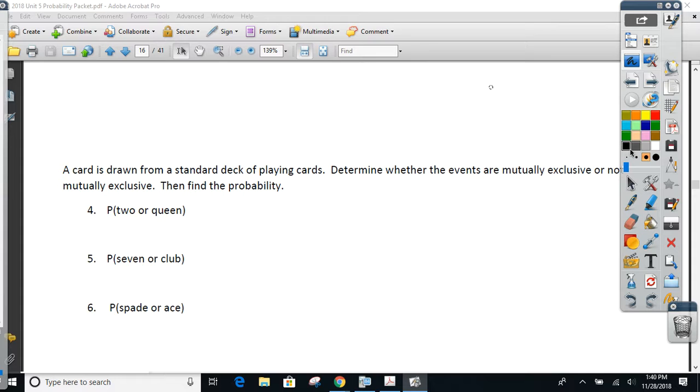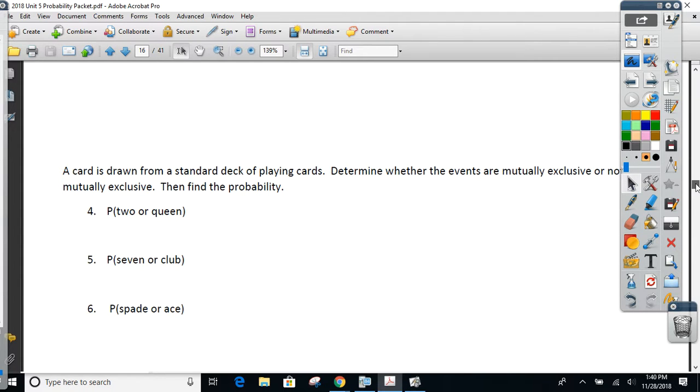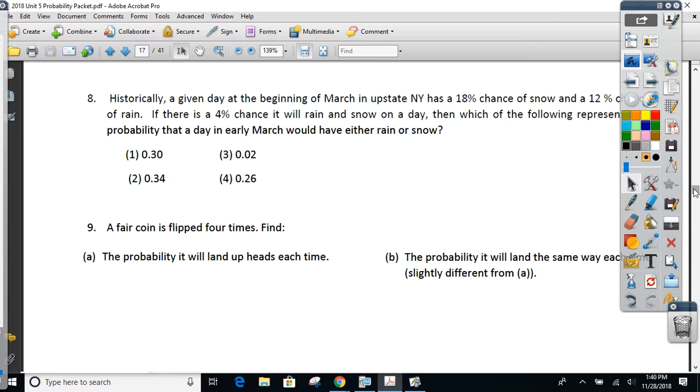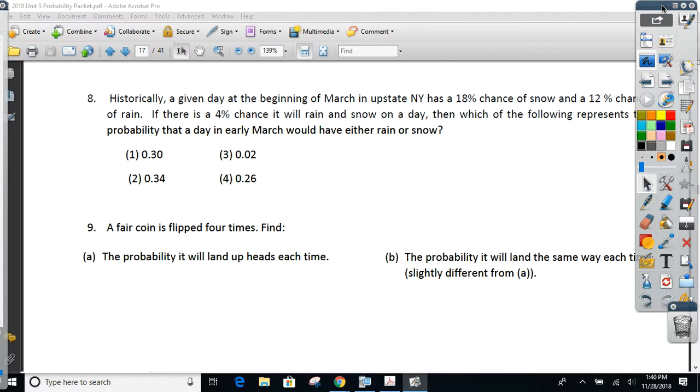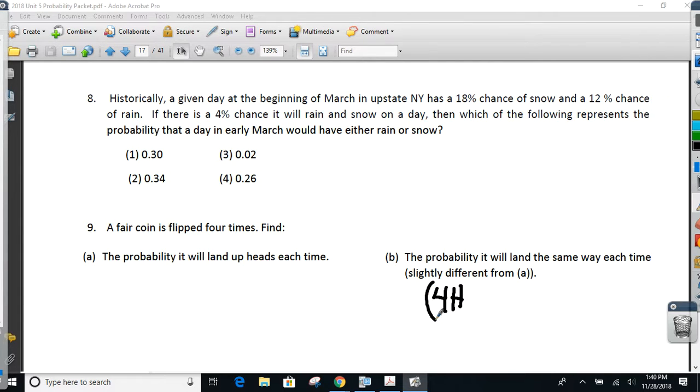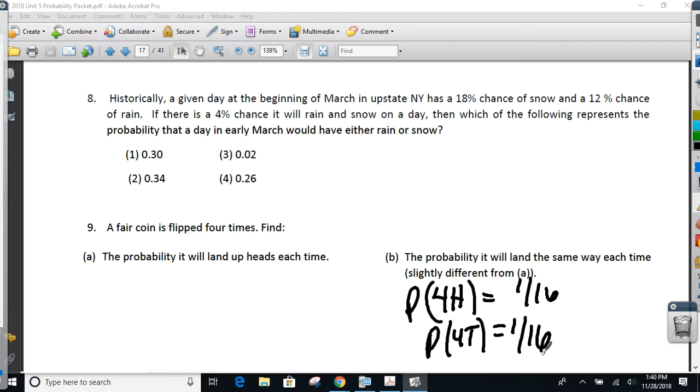But maybe not. I won't flip it 4 times. Oh, now you have a question. Why did I add them? Okay, because we had 4. I'll just do this quick now. The probability of 4 heads came out to be 1/16. The probability of 4 tails came out to be 1/16. Right?